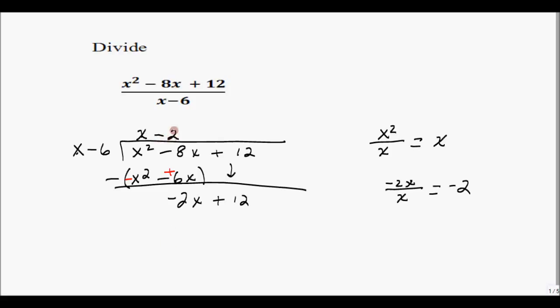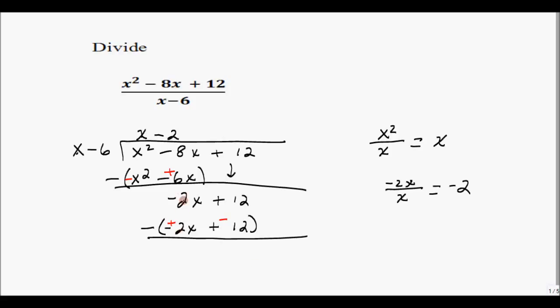And then we multiply the negative 2 times x minus 6. All right, negative 2 times x is negative 2x. Negative 2 times negative 6 is a positive 12. And again, we subtract this minus this. So I'm going to have to put this in parentheses because I'm subtracting the entire thing. And then the negative goes through, changes this to a plus, changes this to a minus.